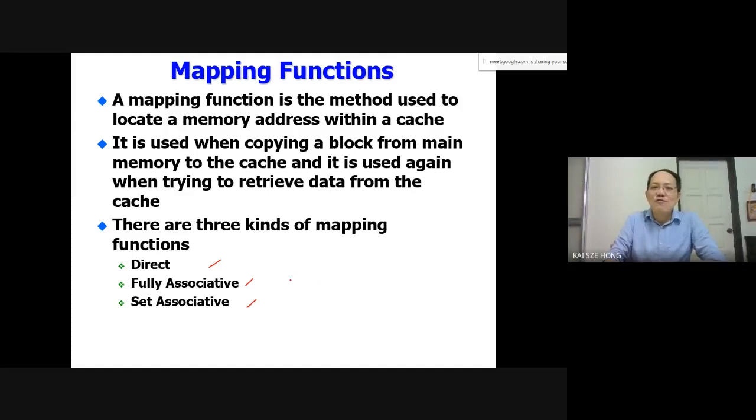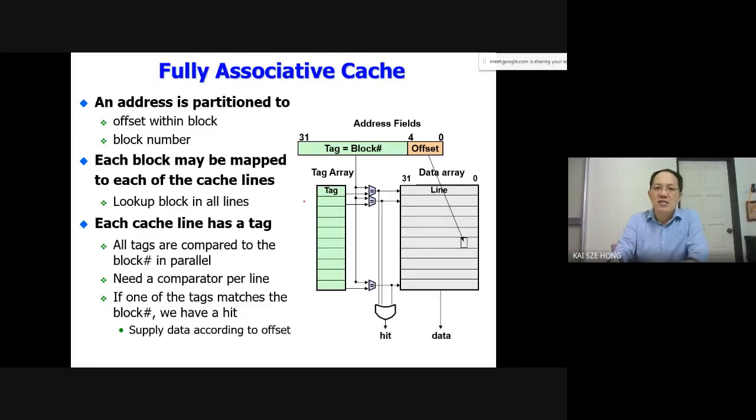So for the fully associative, what we have learned just now is that one block inside the main memory is going to be copied over here, let's say block number one. So you have a memory over here, let's say 0, 1, 2, 3, etc. You copy one block to the cache, and then you put the number one over here in the tag of the cache. The whole thing here is the cache. So this is for the fully associative cache.